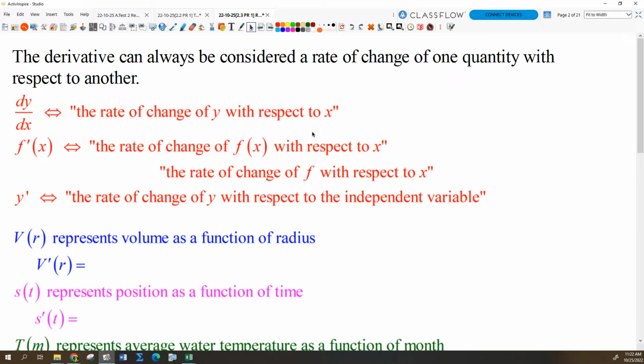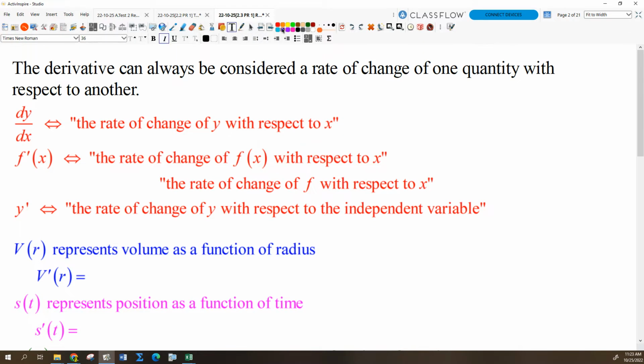So f prime of x, sure, it's the derivative of f with respect to x, but we could also say it's the rate of change of f of x with respect to x. Y prime is the rate of change of y with respect to whatever the independent variable is, presumably x, okay? So if we have V of r represents volume as a function of radius, then what is V prime of r? Express that as a rate, please.